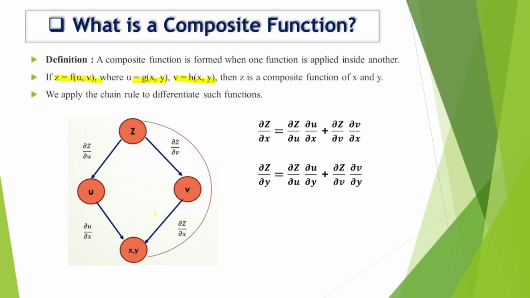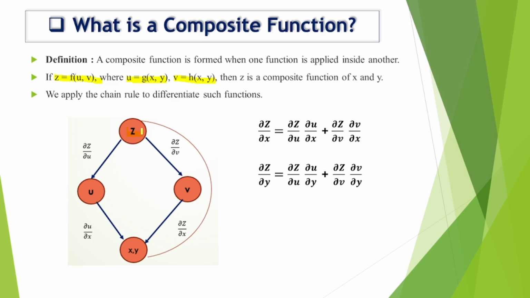Now let's understand the concept of a composite function. A composite function is when one function is inside another. Let's say we have z equals f of u, where u is a function of x and y, v is also a function of x and y, then z becomes a function of x and y through u and v. To differentiate such a function, we use the chain rule.